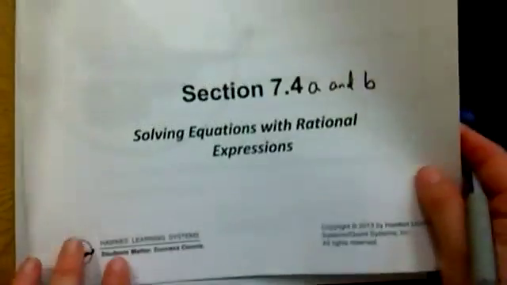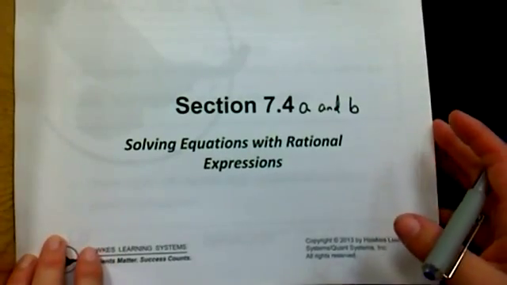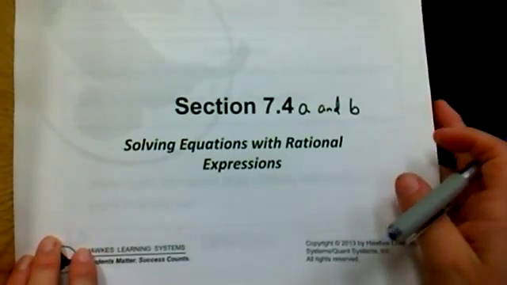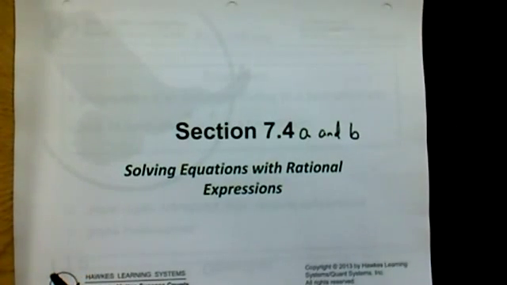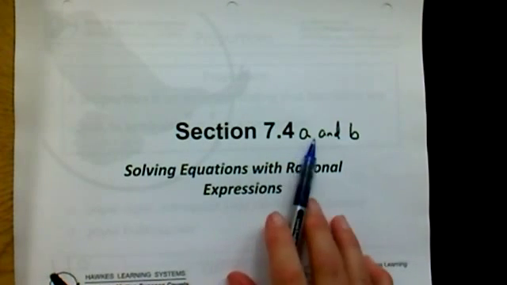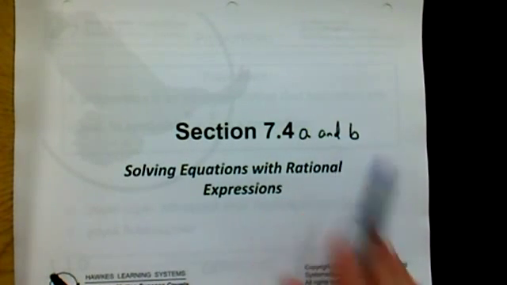Okay, so 7.4, A and B. I handed out to you the story problems, most of the ones that we're going to cover in here, so that you'll have those and you don't have to write them down. There's a couple in here that are not in that handout, but we'll work on those and see what we can do with it. 7.4 is broken into two parts, A and B.